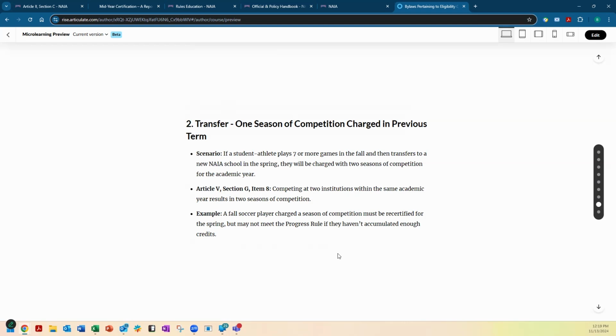Going into the spring term, as you're certifying for the next NAI institution, so you're certifying at the next school, the student's season of competition will have to stay as a standalone season of competition charged. It cannot roll over into a spring one because this is a different institution. And so the spring certification will have to honor the progress rule for that season of competition charged in the fall.